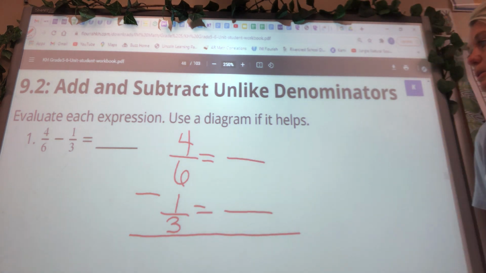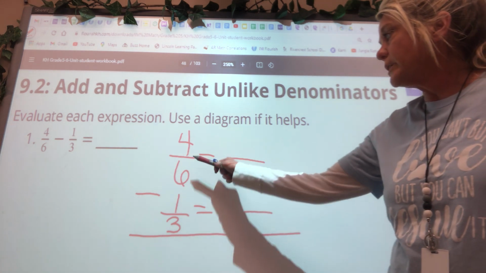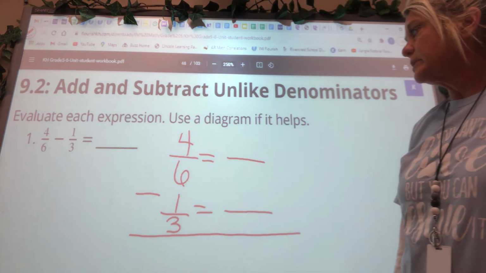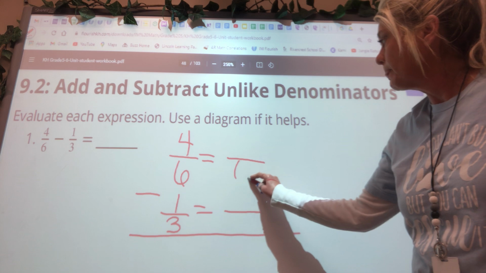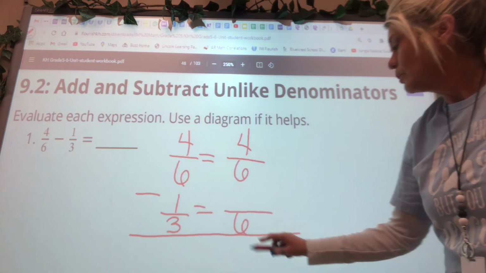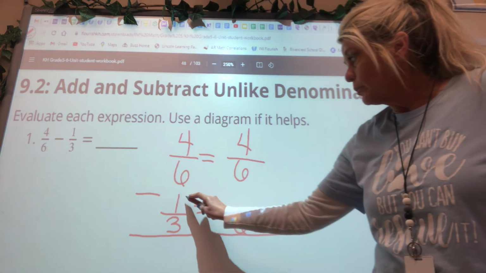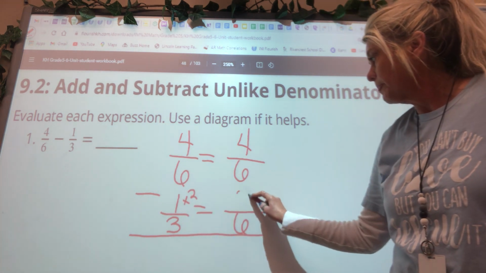Will 3 go into 3? Yes. Will 3 go into 6? Yes. So our common denominator is 6. This one was already in 6. What would I have to do to this 3 to get a 6? Times 2. And if we do it here, we have to do it here. 2/6.